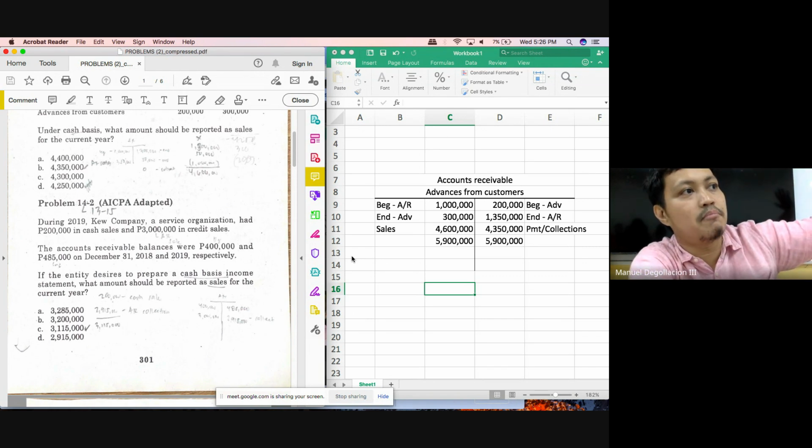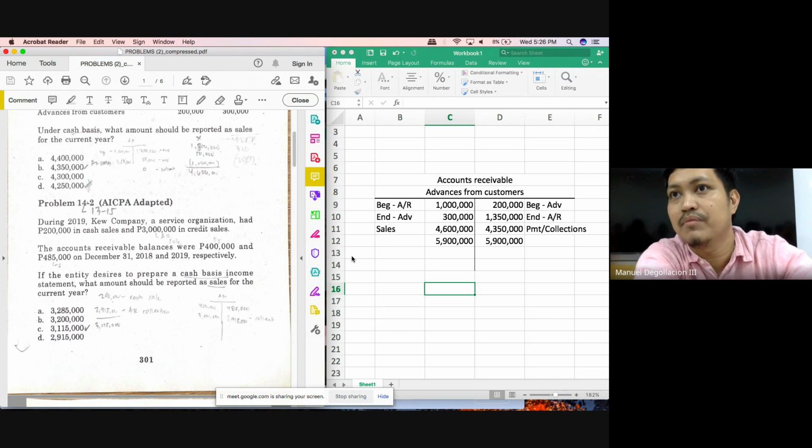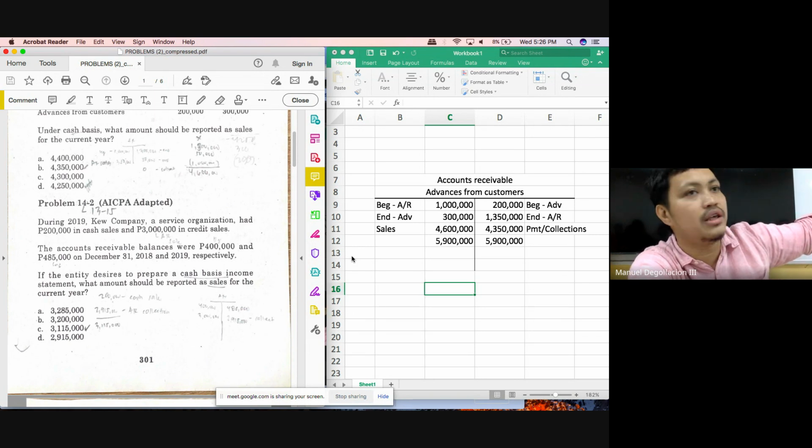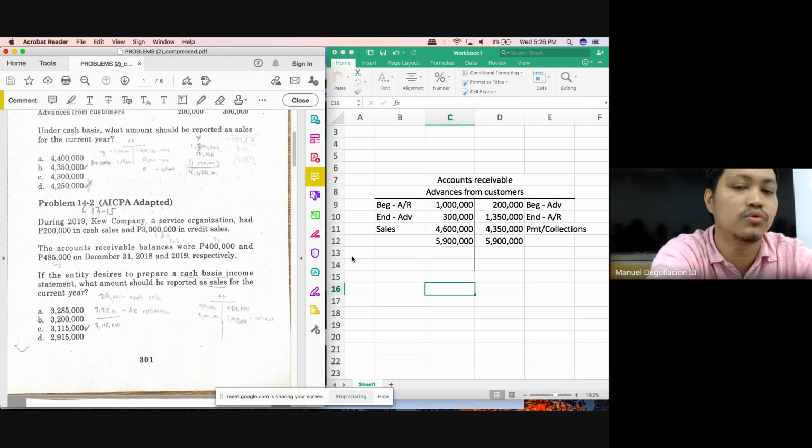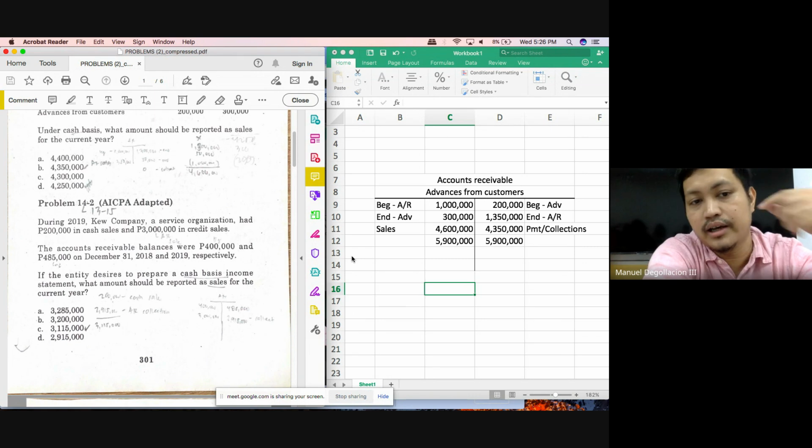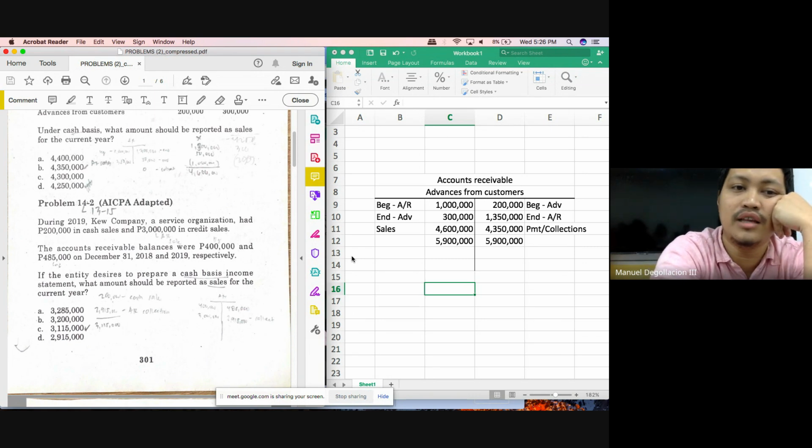It's possible that the same problem will be given to you, but instead it will tell you that sales under cash basis is 4,350,000, and you will be asked how much would be the sales under accrual. And basically, what you're trying to look for is the one on the debit side. But the same joint T account can be used to solve that problem. Here in the next problems, we will not need to use a joint T account. We'll only be using one T account for the affected account.